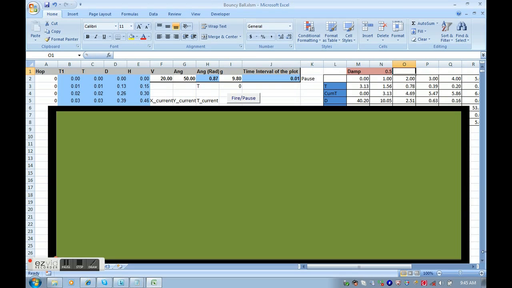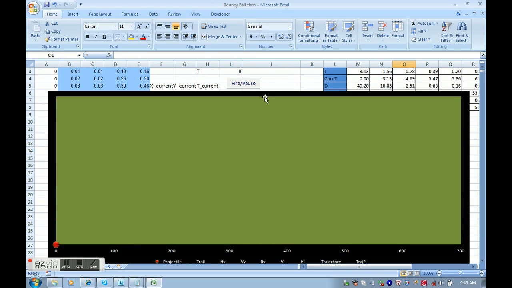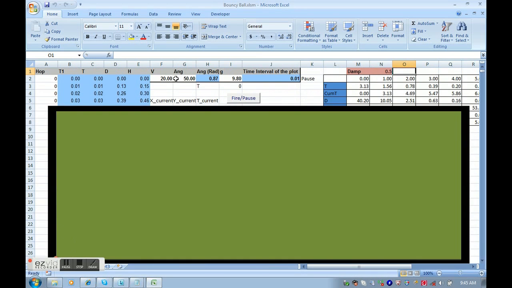So let's make it 0.5. And here it goes. Let's make it 90 degrees, and this 40. See how the bounce happens.